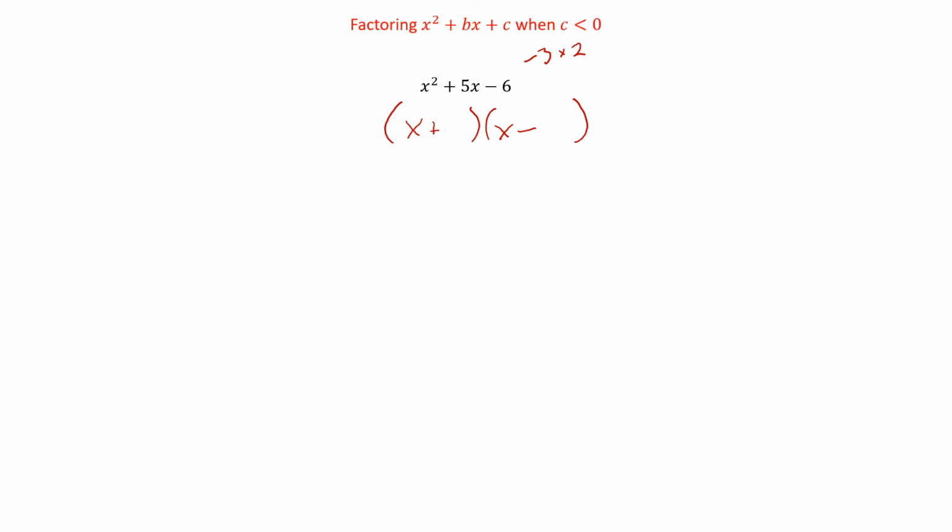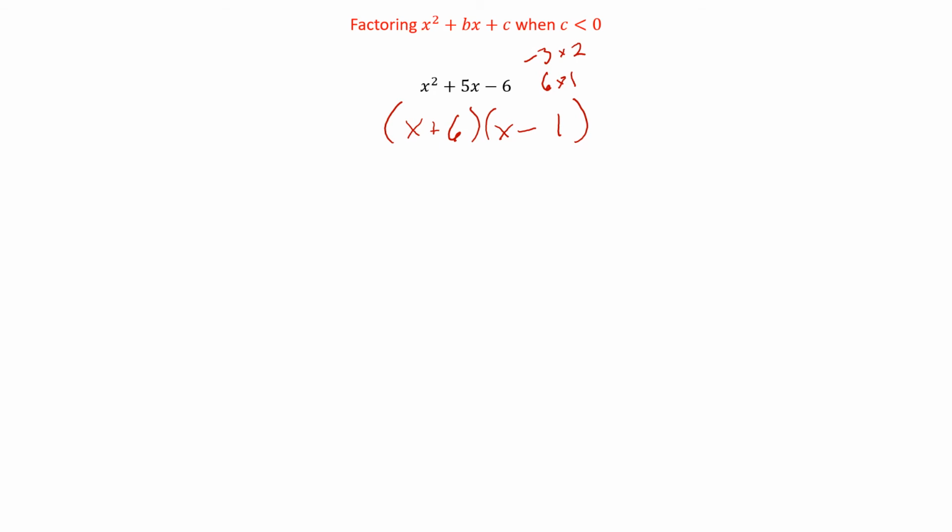So what else times what could equal 6? 6 times 1. When we make one of them negative and add them, can we get to 5? Yeah, 6 plus negative 1 equals 5. So we'd have x plus 6 and x minus 1, because that 1 is negative.